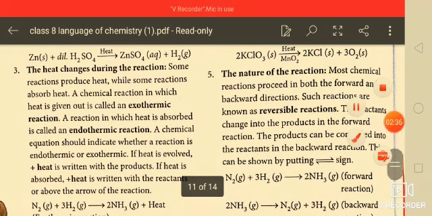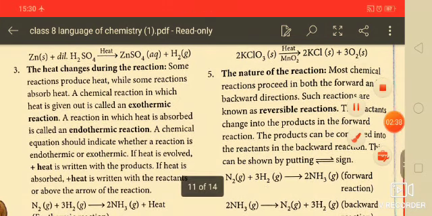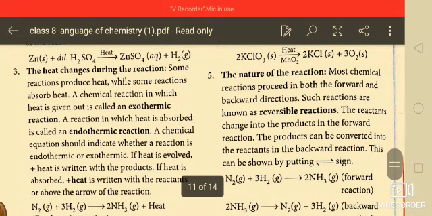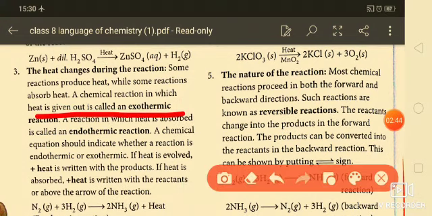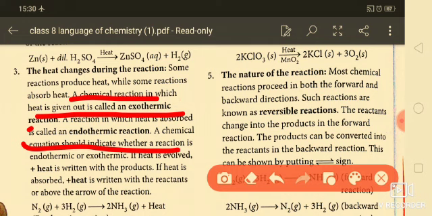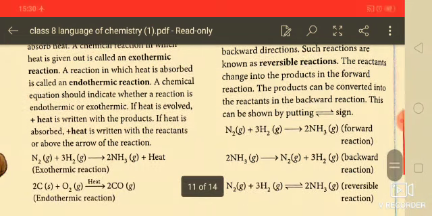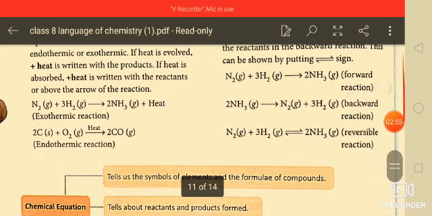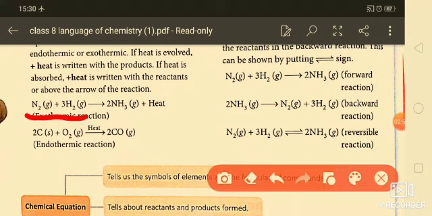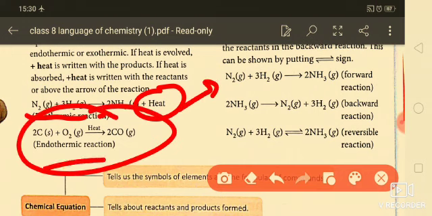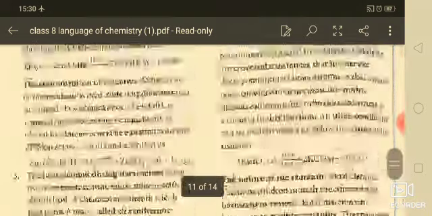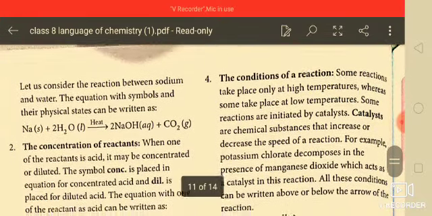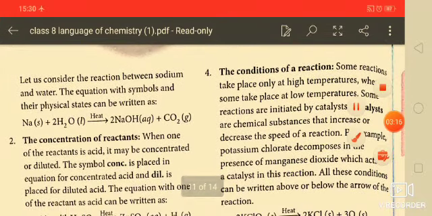Next one is the heat changes during the reaction, that means whether it is exothermic or endothermic. You know students, when in a reaction heat is evolved, that means it is given out, so it is called exothermic, and when heat is required, that is called an endothermic reaction. Now see here some examples. N2 plus 3H2, this is an exothermic reaction since it produces heat, and in this case carbon plus oxygen, it requires heat, so it is called an endothermic reaction. So exo means outside and endo means inside. That means in exothermic, heat will evolve, and in endothermic, heat is required.